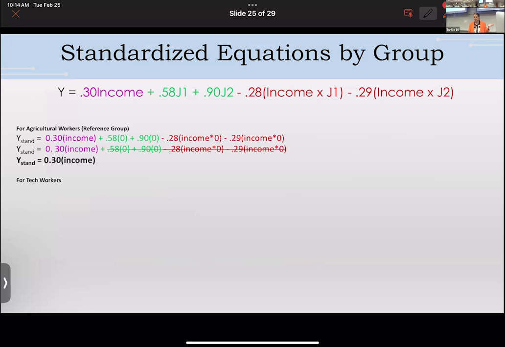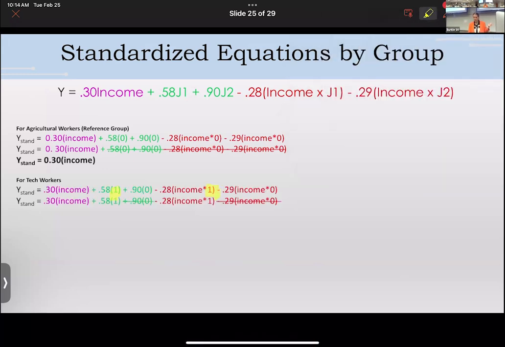You do the same thing for tech. You put a 1 in to represent tech. You end up with 0.3, 0.58. You can combine these two. Now you have a new thing. You have a number for the first time, right? So you get 0.58 plus 0.02 income.